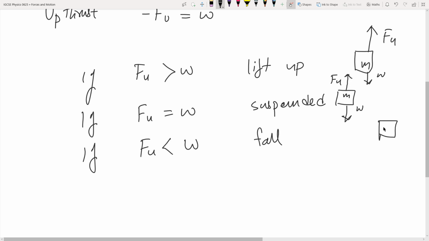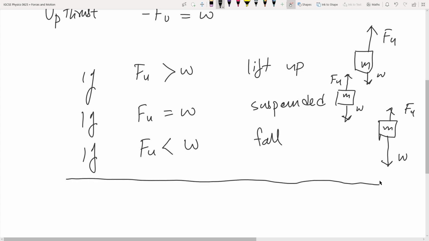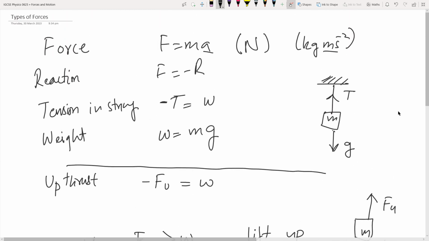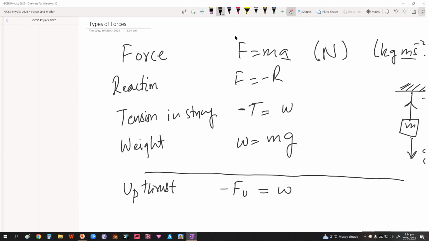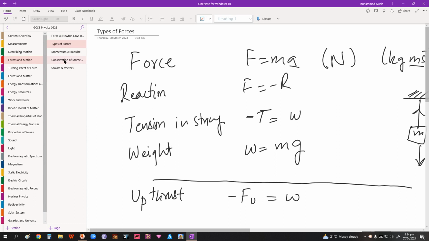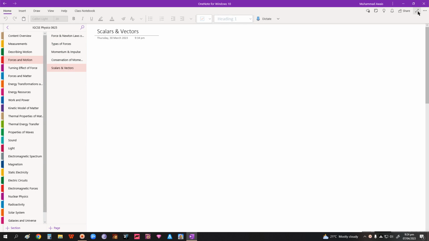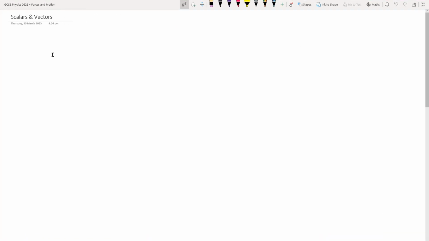And in the third case, if the upthrust is small but the weight is large, then the object should fall down, right? So you can understand from the magnitude of these vectors, these forces, where the object is going to move. Now, as I said, in IGCSE it is very odd. I usually get to discuss vectors and scalars prior to discussing motion and forces, but for your course, IGCSE 0625, scalars and vectors are discussed at the end of the unit. So I'm just going to discuss scalars and vectors prior to the other topics of this unit.